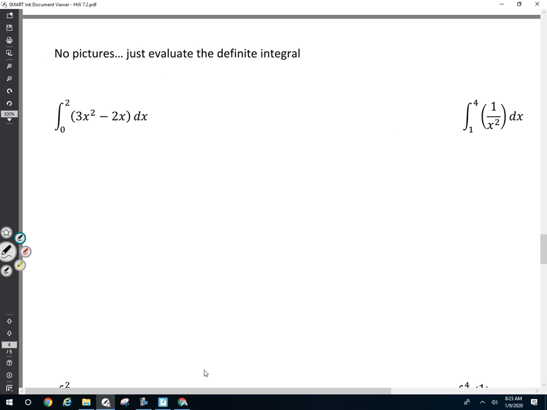Sometimes they won't even give you the picture. They'll just ask you to evaluate this. You can think about this as, okay, find the area under 3x squared minus 2x from 0 to 2. It's already set up for you to take the antiderivative and evaluate it. Evaluate the change of this between 0 and 2. So this is 8 minus 4 minus 0.